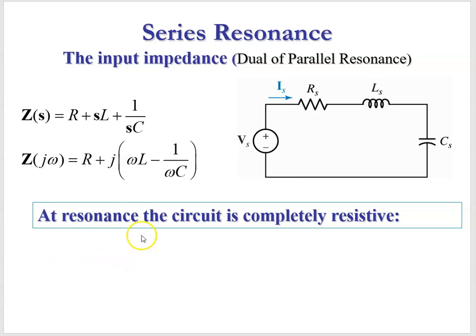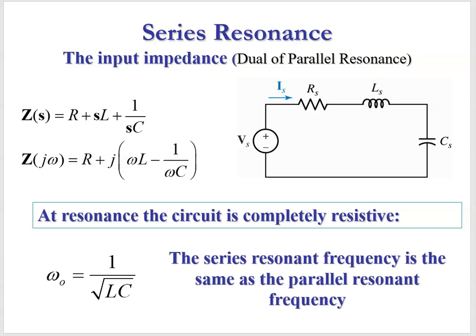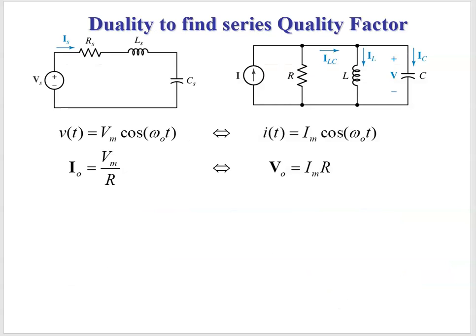So at resonance, the circuit is completely resistive, just like at resonance in a parallel RLC, the circuit is completely conductive. Our omega naught is still equal to 1 over square root of LC. That's what makes this go to 0. If omega is equal to 1 over square root of LC, the imaginary part goes to 0, and the series resonant frequency is found to be the same as that of a parallel resonant frequency, just as we found when we were looking at transient responses of series and parallel RLC circuits.